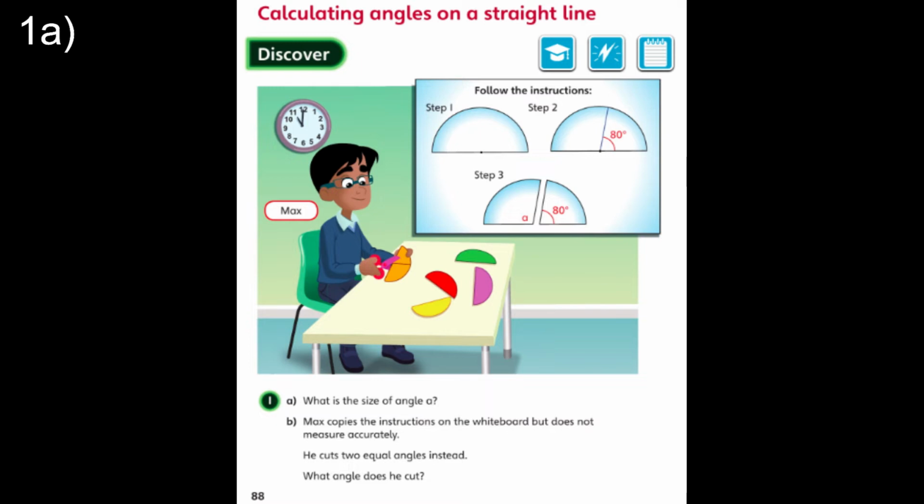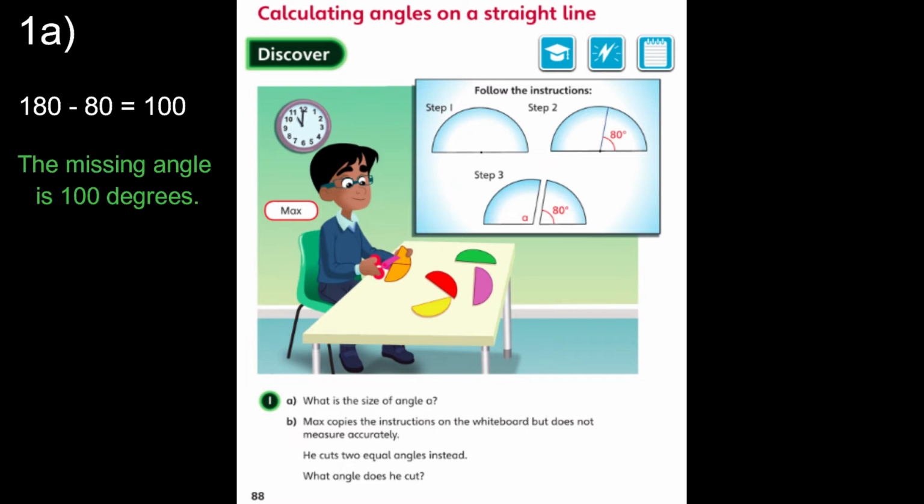What is the size of angle A? Well, that's pretty straightforward because we know that these are just supplementary angles. Angle A plus that 80 degree angle that he cut off should add up to make 180 degrees. So I can work out the missing angle by simply subtracting that 80 degree angle from 180 degrees. And when I do that, I'm left with 100 degrees. So the missing angle, angle A, is 100 degrees. That's pretty straightforward. Let's see question B.